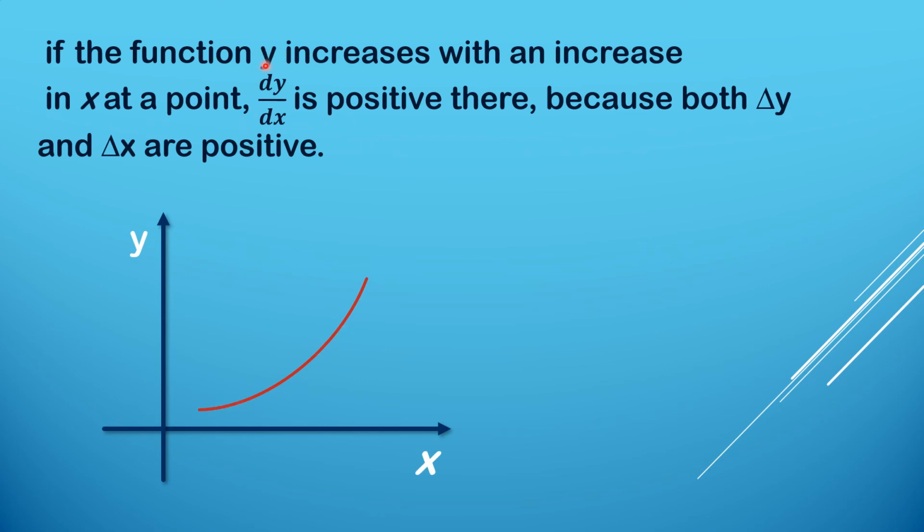So here the rate of change of this plot is positive, because both delta y and delta x are positive. If I take 2 points and take the difference on the y axis and the difference on the x axis, delta x is positive and delta y is positive. So in simple words, we can say that delta x greater than 0, delta y greater than 0, then dy by dx is also greater than 0.